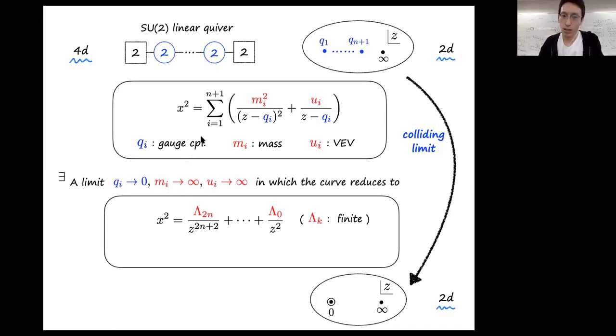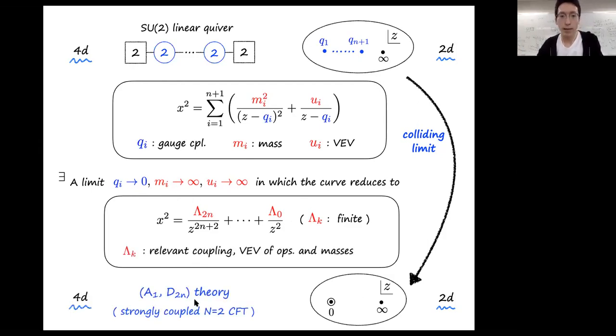In particular, there is a limit in which this curve reduces to this curve with finite coefficients here. These finite coefficients, lambdas, are given by some combination of these parameters, and we can keep them finite in this limit. Then, after the limit, this curve is mapped to this curve with finite coefficients. And in the 2D language, since all of the q's are going to zero, these punctures are colliding at the origin. So it's roughly the colliding limit in 2D. Then, since this curve has finite periods of cycles, there is a 4D N=2 theory corresponding to this Seiberg-Witten curve, and that's the A1, D2N theory. This N is a positive integer, roughly the number of punctures you collided plus one.